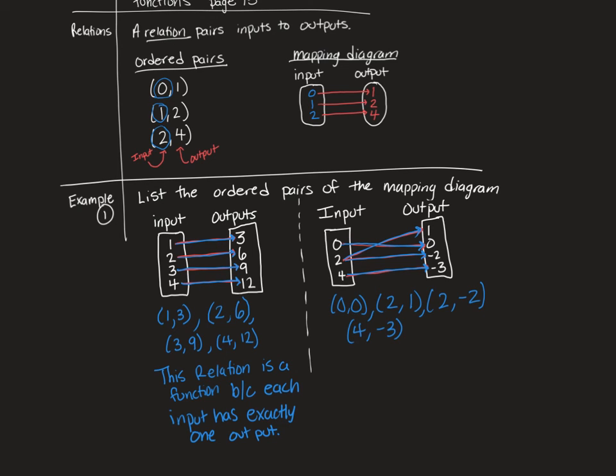But if you look at our second example, the input of 2 has 2 different outputs. And the 2 different outputs are 1 and -2. So we're going to put "therefore": therefore, this relation is not a function.